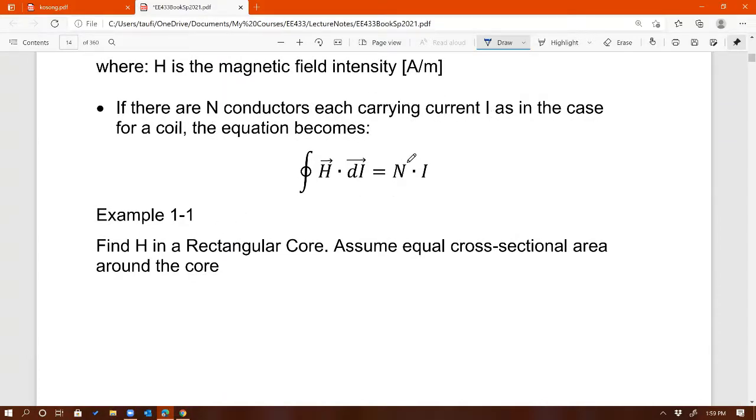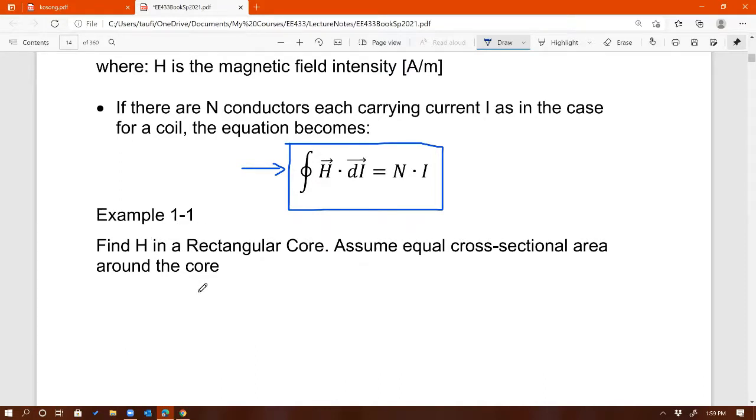And this is, of course, an equation that will be useful when we deal with transformers and inductors, because we use coils, X number of turns, and each winding, of course, carrying the same current, right? So that's why I need to show this equation again from your previous class. I'm sure you've seen it before from maybe 255, right?